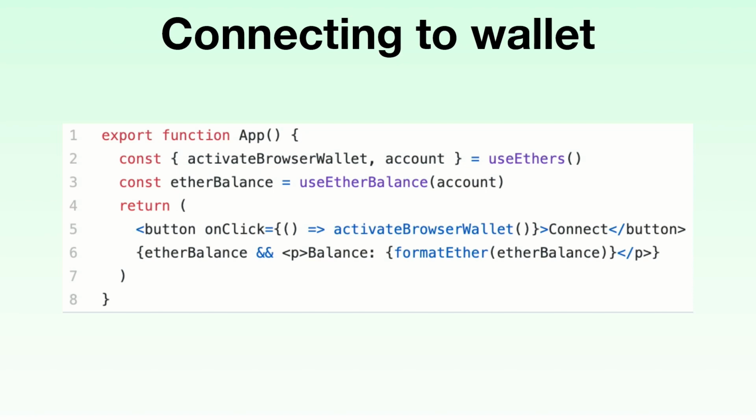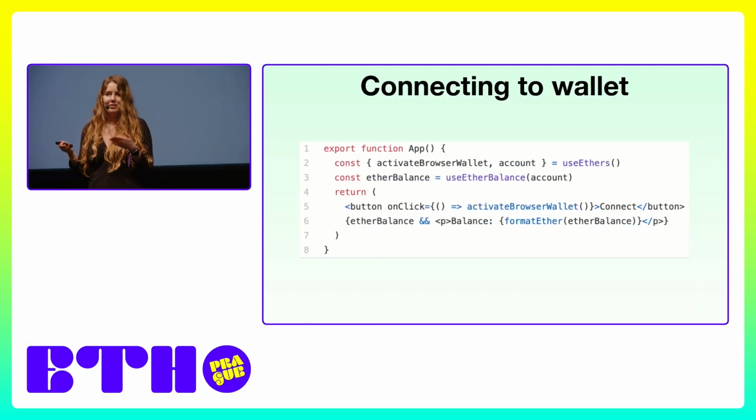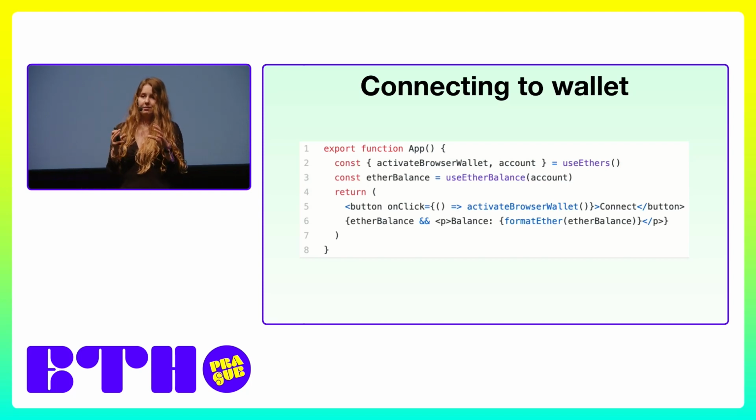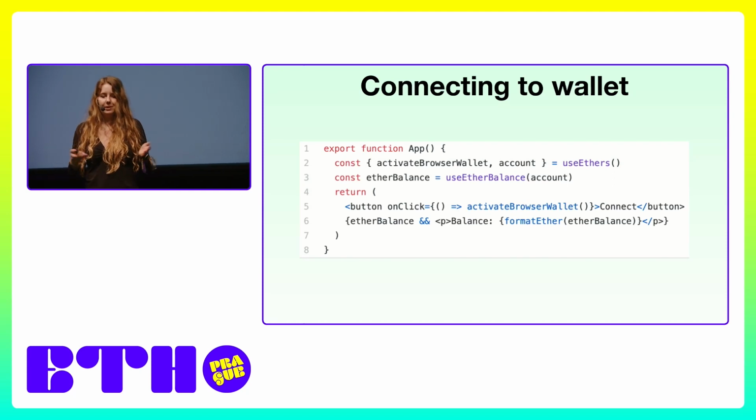You all probably, if you develop applications in React, know the hook paradigm, and we also use it. And you can see useEthers. It's the main function of useDApp, and it can give you all these helpers that we have. In this example, we use this useEthers function for getting activateBrowserWallet and account. So account is the actually connected account, and it's just a string. It's just an address of this account. And activateBrowserWallet is a function that you need to call to connect to MetaMask.